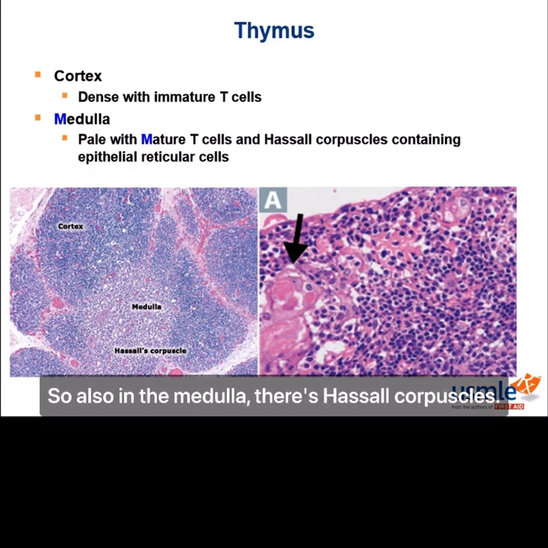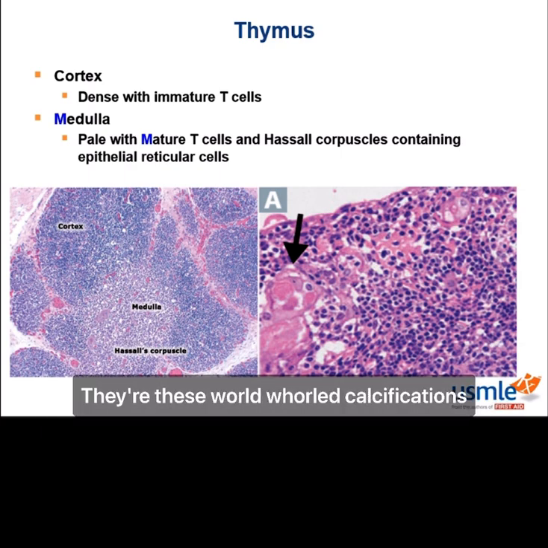So also in the medulla, there are Hassall's corpuscles. There are these whorled calcifications, which you can see in the second image, and those are unique to the thymus and contain epithelial reticular cells.